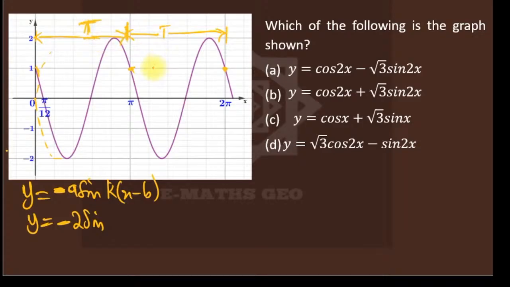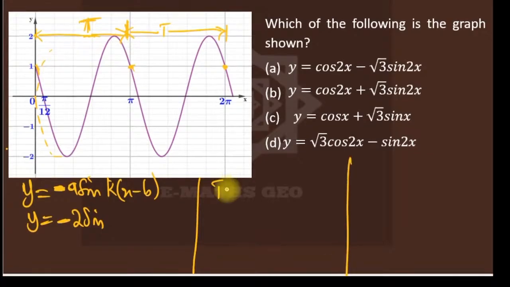And as I've said, period T is always 2 pi over k. And from here, how do you get it? What's the distance from 0 to pi? So this is pi. Yes, period here is pi. Or if I do 2 pi minus pi. So what do you have to say? Our k is 2.